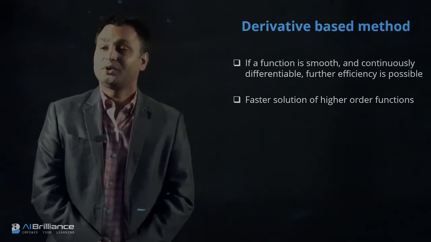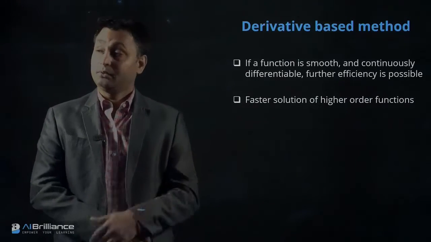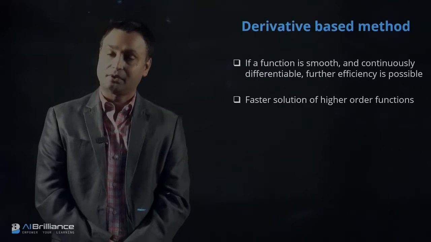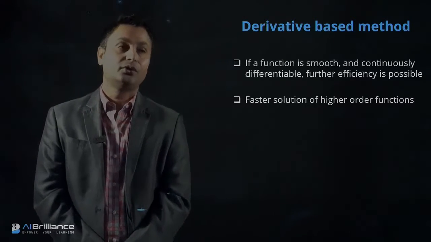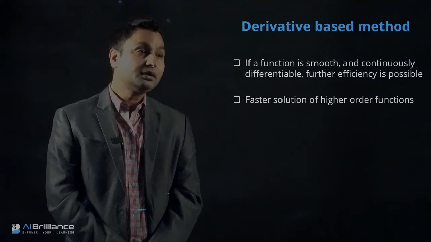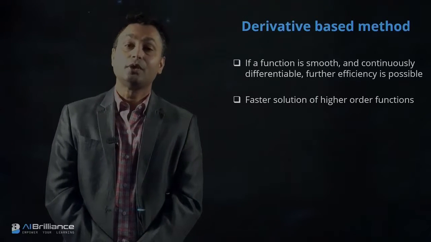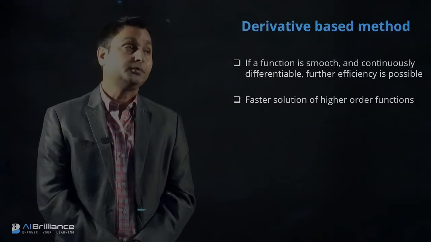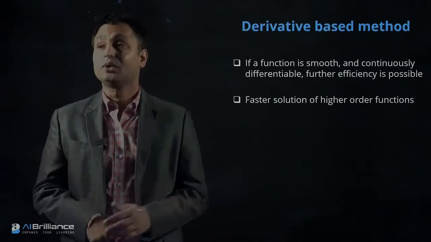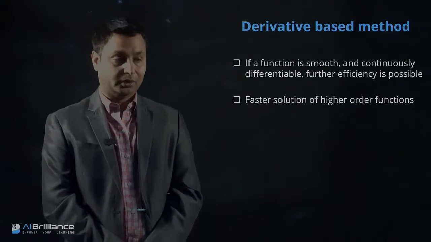However, I should also mention the disadvantage of this approach. If you have a function for which the derivative is not known, or a function which is not continuous, then we will not be able to use a Newton-based approach to solve the optimization problem, and that is one of the limitations of the Newton-Raphson method.